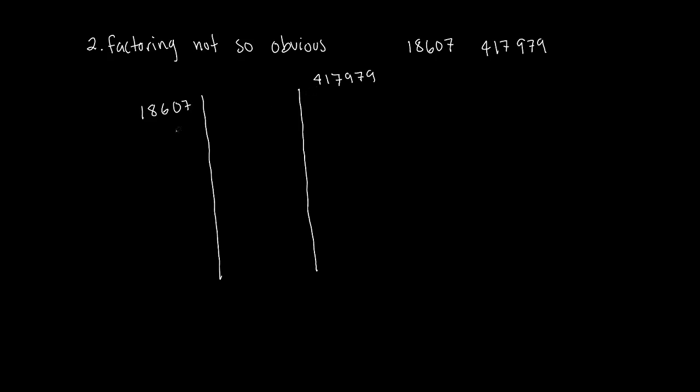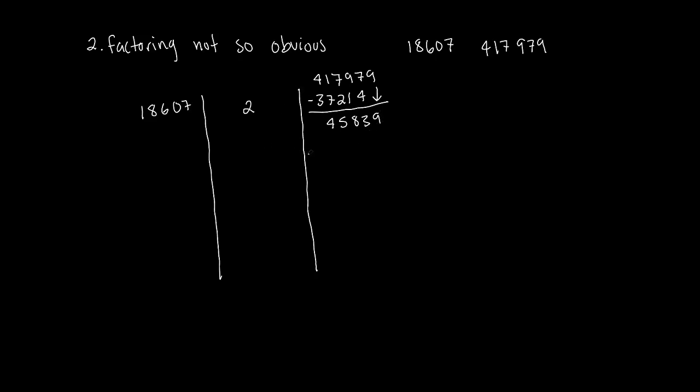So how many times does 18,607 go into 41,797? The answer to that is 2. And this result is 37,214. And we'll subtract. This gives us 4,583. And then we just bring the 9 down as we normally would.